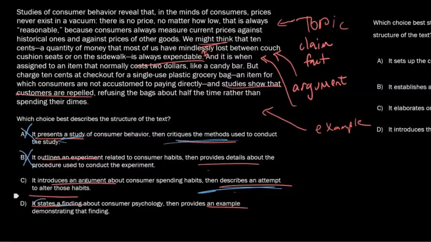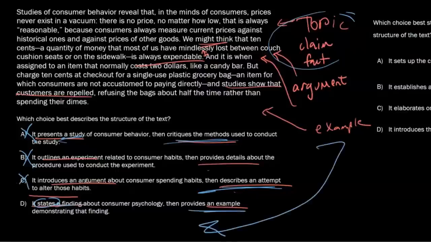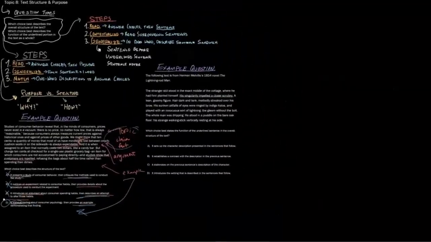States a finding. Well, we had the word statement up here, right? I kind of said the word statement. It's a topic, it's a claim, it's a fact. That's what we're starting off with. Then it provides an example. We have that here for sure, demonstrating that finding. So we can just say it's D. And that's how you want to solve one of those problems.